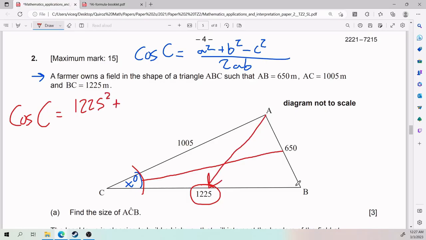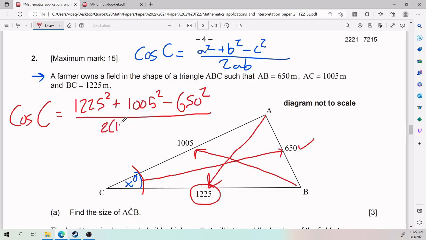Plus b squared, big B little b, minus c squared, this guy here, of course, right? Divided by 2 times 1,225 times 1,005.